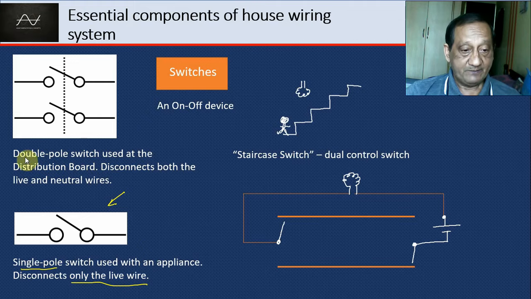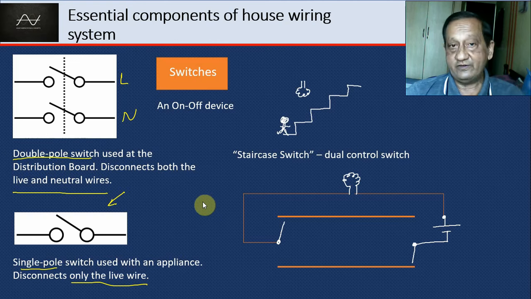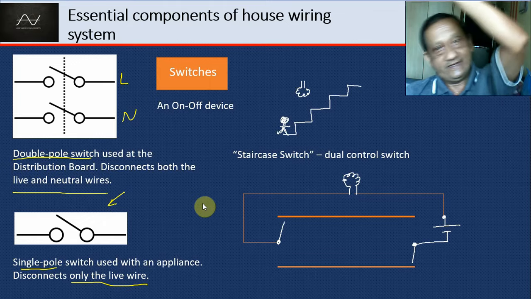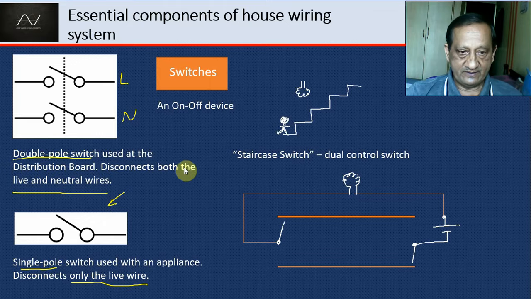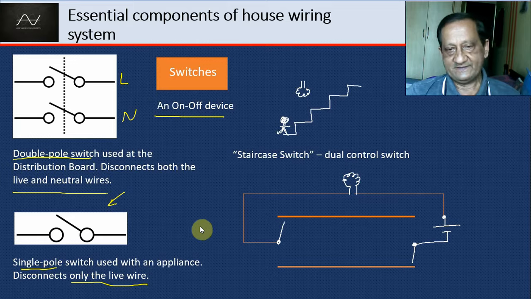There are double pole switches also, which disconnect both live as well as neutral. So this is live, this is neutral. You press it, you are establishing the circuit between live and neutral simultaneously. You open it, then the circuit gets broken. It's basically an on-off device.